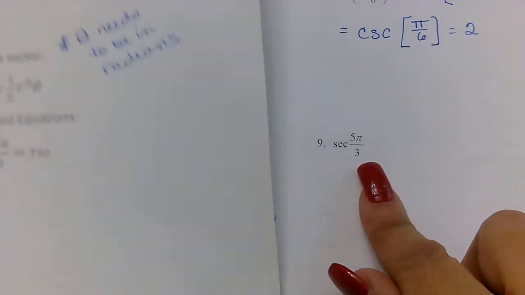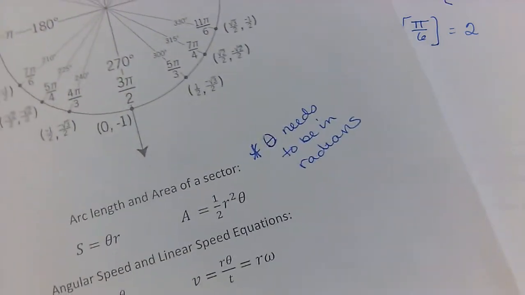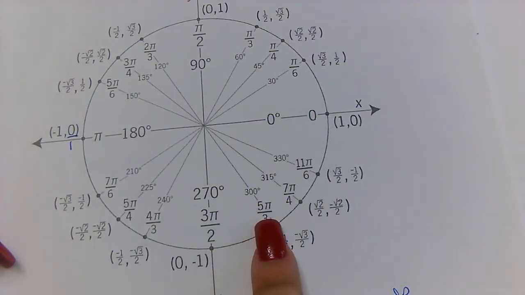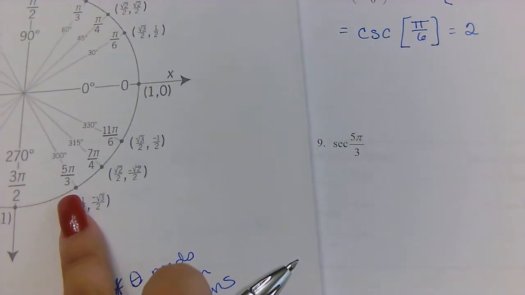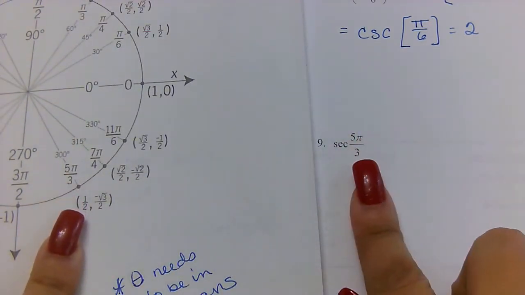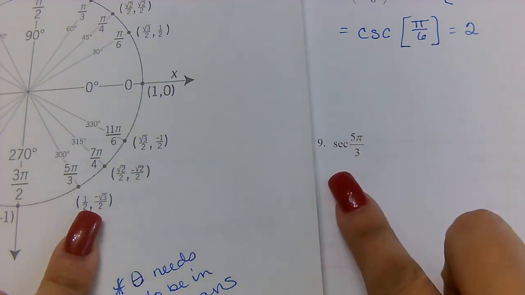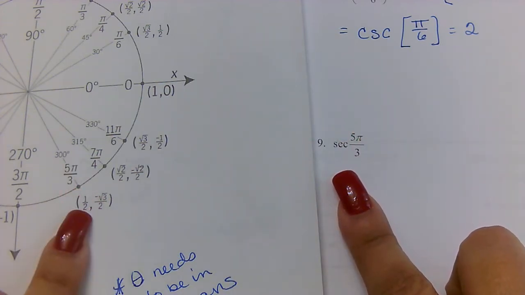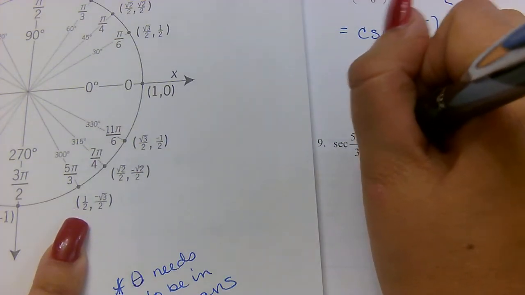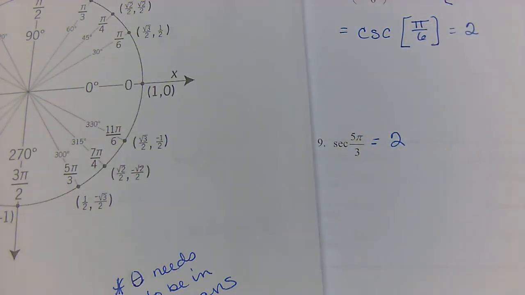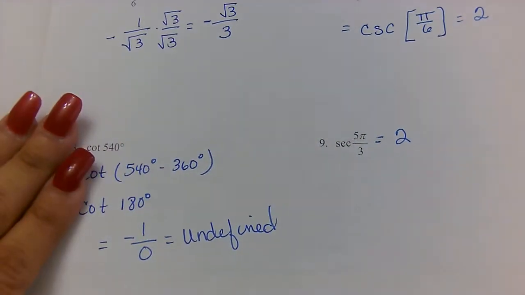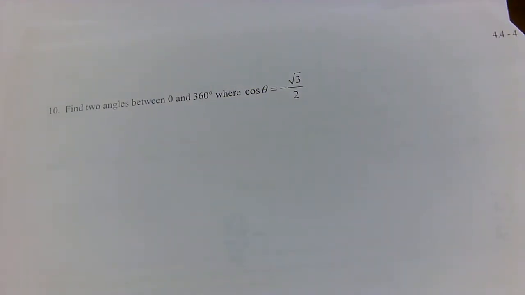Okay. Next one. Secant 5 pi over 3. If I go to the unit circle, here I see 5 pi over 3. Here it is. Secant is the reciprocal, or the flipped version, of cosine. Cosine is 1/2, so if you flip it, you get 2 for secant. Okay, that's the answer for that one. All right. You should be practicing these on your worksheets, and like I said before, I'm going to be trying to make the videos after I do all the lecture notes. Okay, let's go on to the next page.